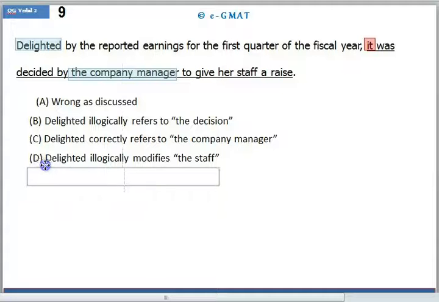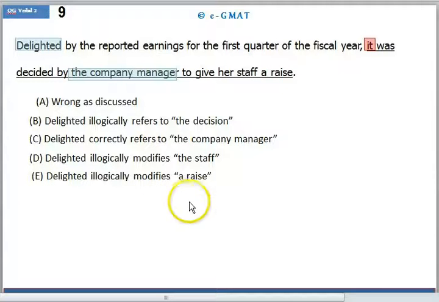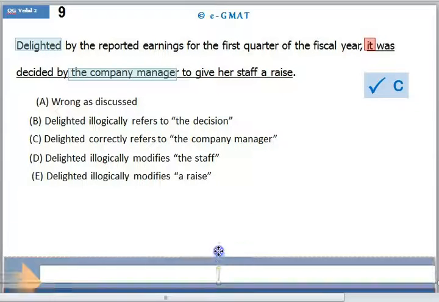In choice E, we again see that delighted is illogically modifying a raise. So as we discussed just now, choice C is the correct answer for this sentence.